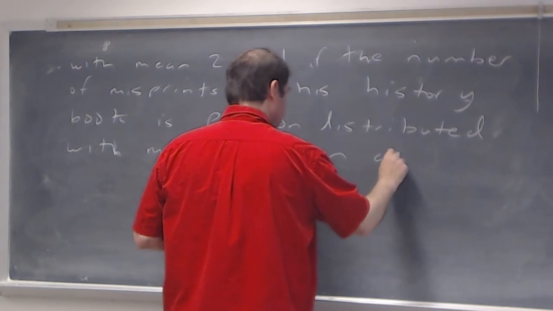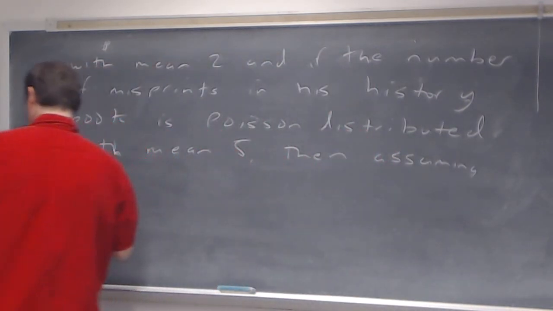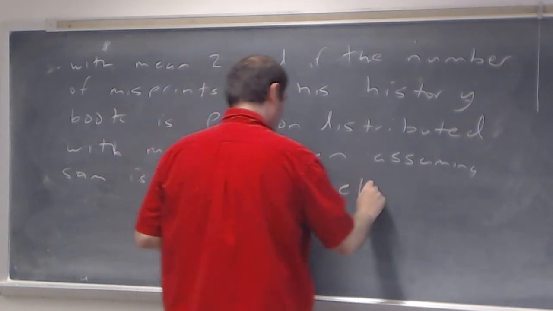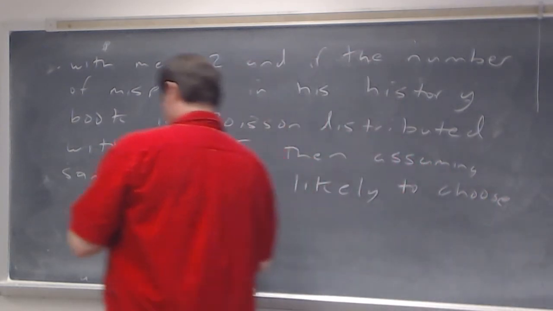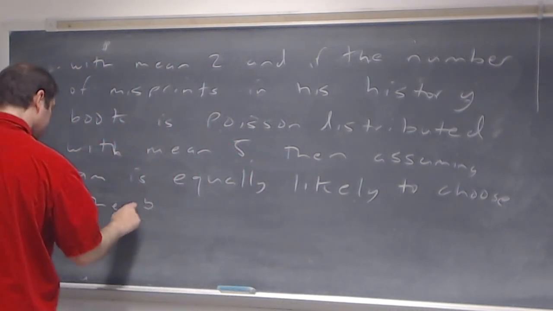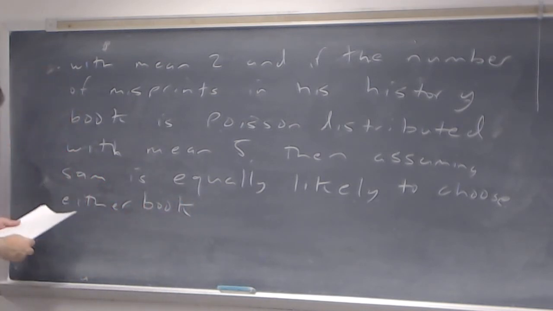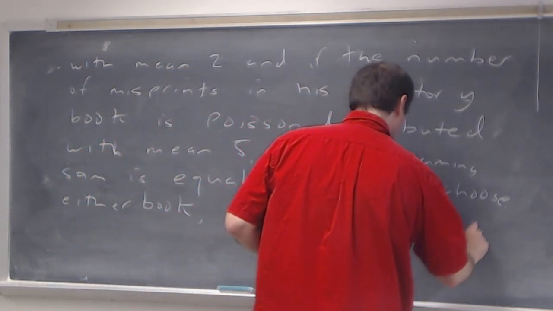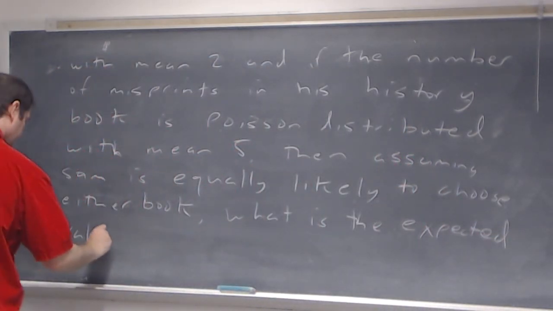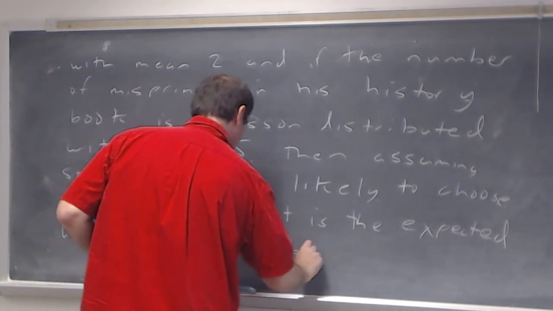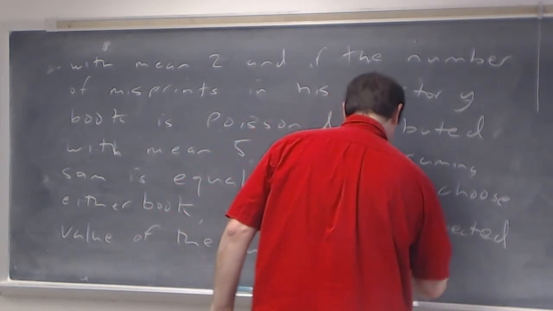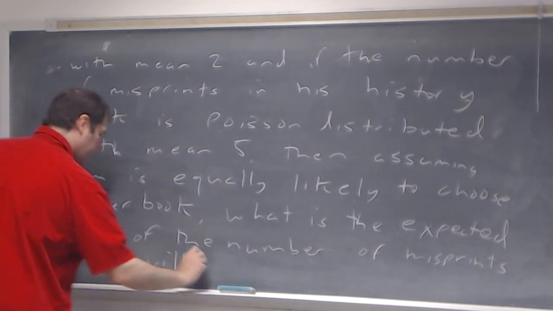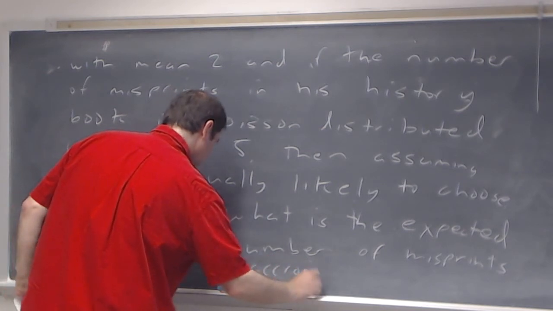Then assuming Sam is equally likely to choose either book, okay, what is the expected value of the number of misprints Sam will run across? Okay.